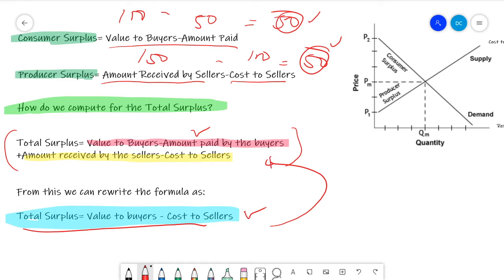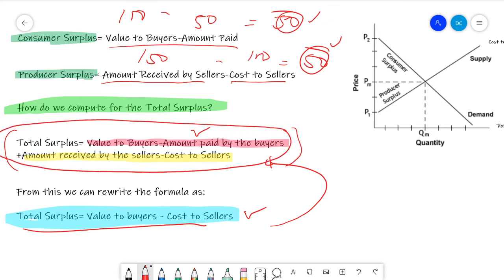Technically, we compute total surplus using this formula. Total surplus, of course, we add these two, the consumer surplus and the producer surplus, to get the total surplus. Putting them together, total surplus is equal to the value to buyers minus the amount paid by the buyers. The value to buyers, don't get confused, is their willingness to pay. Plus, of course, the producer surplus: the amount received by the sellers minus the cost to the seller.